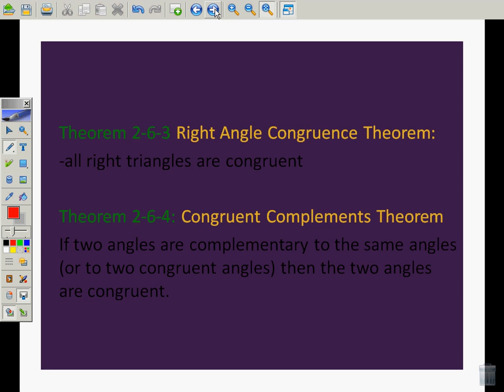Here's 2 more theorems, and then we're about done. Okay? The right angle congruence theorem. All right angles are congruent. Well, if they're all 90, then they're all congruent. The congruent complements theorem. If 2 angles are complementary to the same angle, or 2 congruent angles, then the 2 angles are congruent. So if 2 things are congruent to the same thing, and they're complementary with something else, they're congruent. Okay? That's part 2.